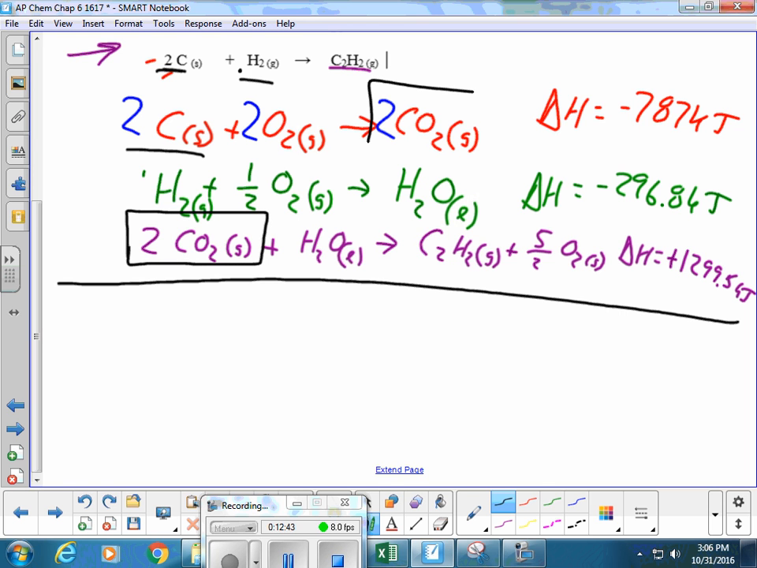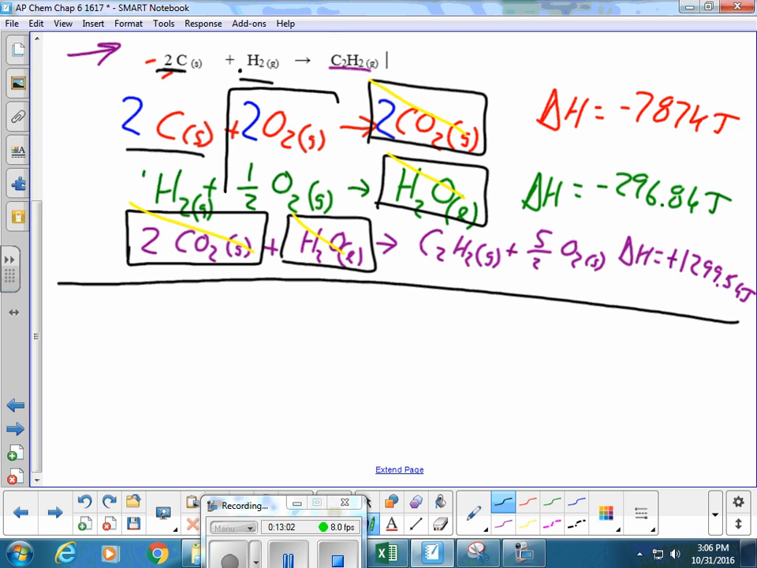And then if I look here on this side, my total amount of oxygen is 2.5 moles of oxygen, and on this side over here I've got 5/2 oxygen, and 2.5 and 5/2 are the same, so those will subtract off of both sides. So it looks like I'm going to be good here. I've got 2 moles of carbon as a solid plus 1 mole of hydrogen gas, and that's going to form 1 mole of acetylene, C2H2, as a gas.